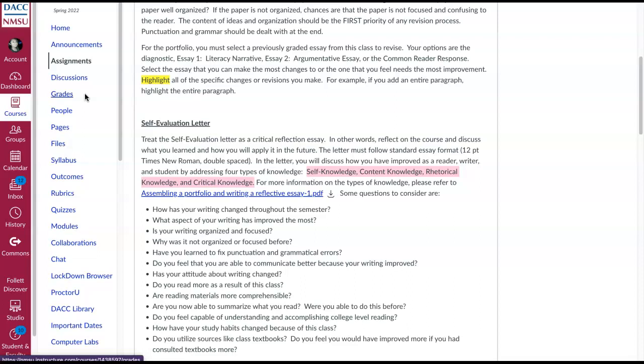We all have strengths, so think about what you do really well. Maybe you're really good at brainstorming, maybe you're really good at planning, maybe you're really good at coming up with thesis statements, so think about that. Also think about your weaknesses as a writer.